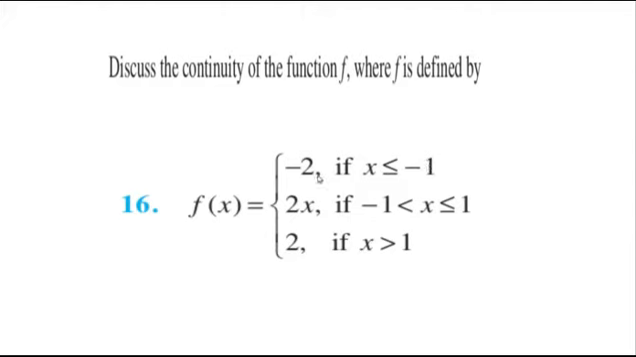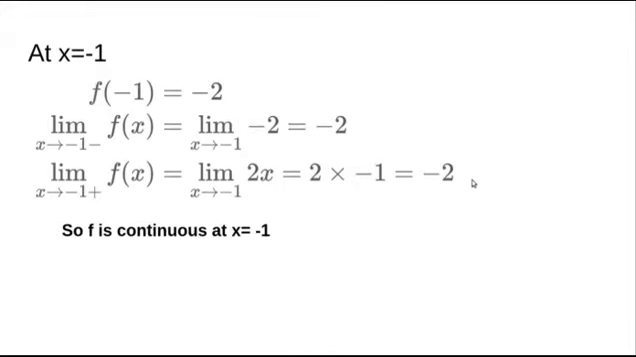Less than negative 1, it is minus 2, it is a constant function, therefore it is continuous. Between minus 1 and 1, it is 2x, it is a polynomial function, hence it is continuous. If x is greater than 1, it is another constant function 2, hence it is continuous. Therefore, we have to discuss the continuity of the function at x equal to negative 1 and 1. First of all, at x equal to negative 1.